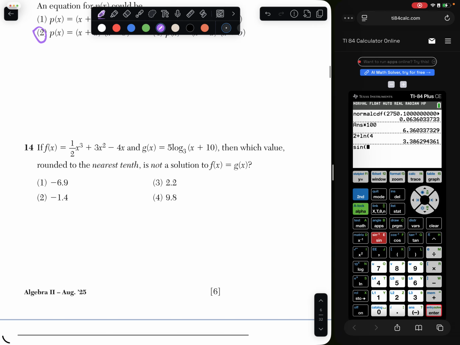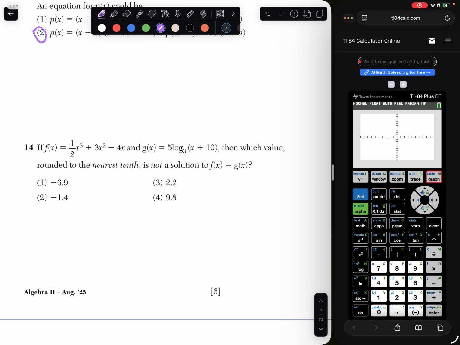Okay. If f of x is equal to 1/2 x cubed plus 3x squared minus 4x, and g of x is equal to 5 log base 3 of x plus 10, which value rounded to the nearest tenth is not a solution to f of x equals g of x? For this one, you will need to use your technology. Okay, so I'm going to press y equals and put f of x into y1, my first equation.